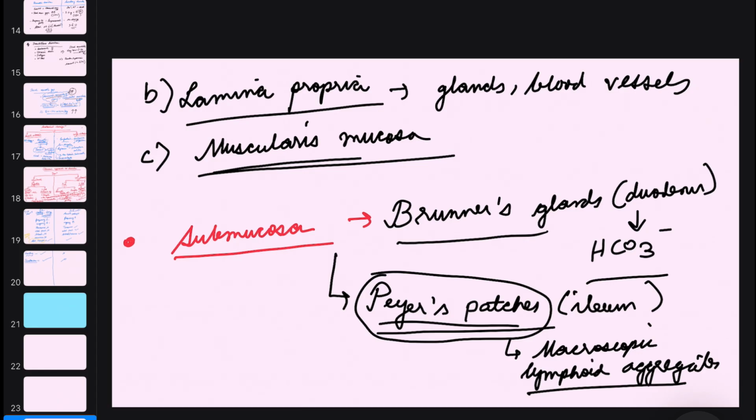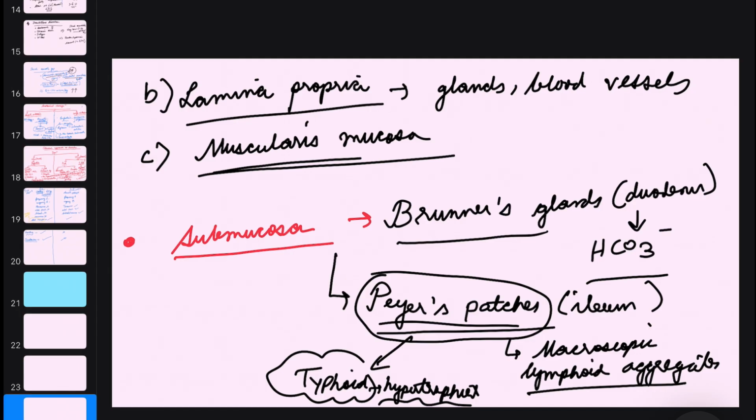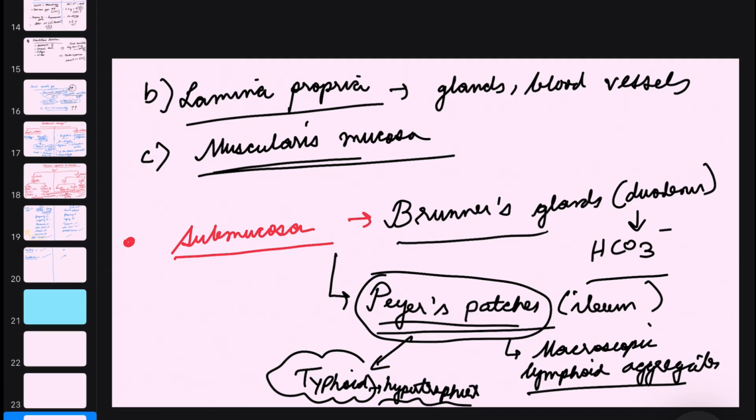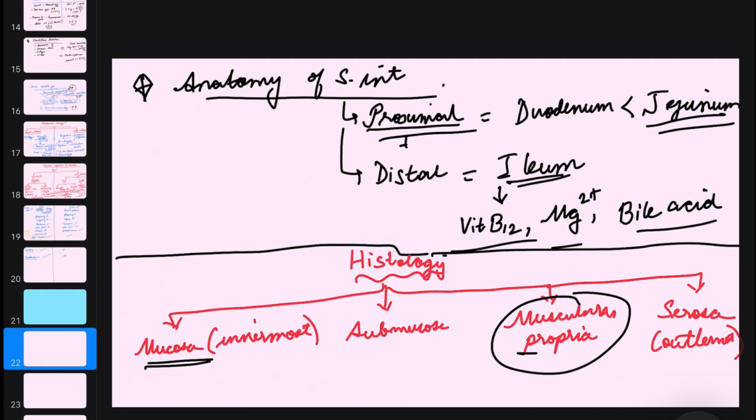Or another interesting thing is in typhoid. Very, very interesting. In typhoid, you can see that the Peyer's patches get hypertrophied. Highly interesting. And then we had the muscularis propria and the serosa. So we talked about the mucosa. Let me just complete the table over here.